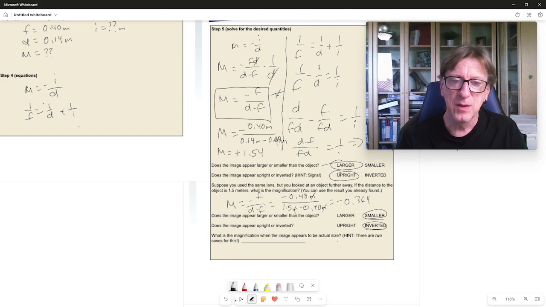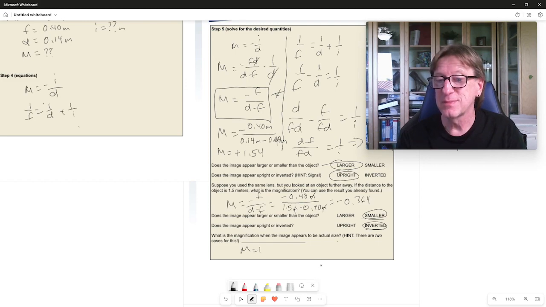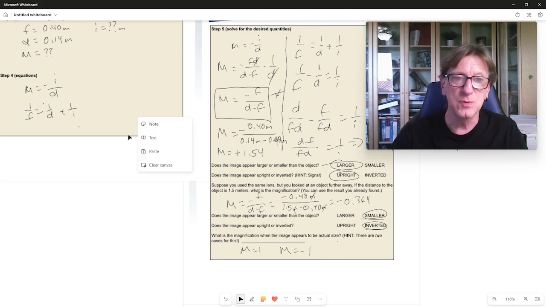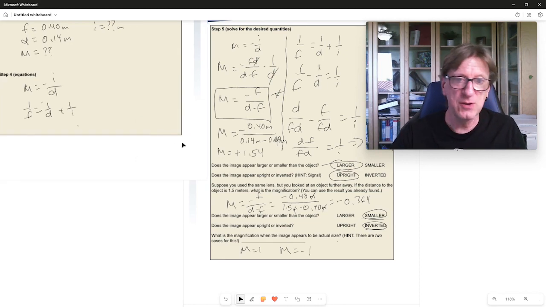Okay. What is the magnification going to be when the image appears to be actual size? Now, m equals 1 is obvious, right? However, what may not be obvious is that m equals minus 1 is also actual size. So at that point, it's actual size but inverted. So make sure you keep in mind that there are two actual-size cases here. All right, so let's look at the next scenario then.